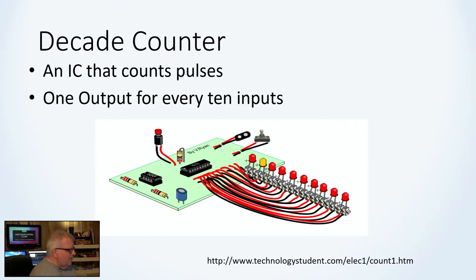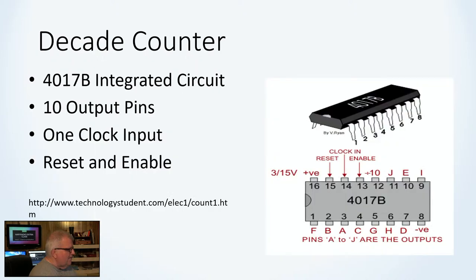And a decade counter. This is a neat device. You can buy them on a chip. And it's an IC that counts pulses, and it has one output for every 10 inputs. So you're counting by 10. So this is good for using our human numbering system, base 10, that we use all the time. This is translating from binary to base 10. And 4017B, for example, is an integrated circuit that has 10 output pins, a clock enable, a set and reset, and it's used to count binary pulses into a decade.